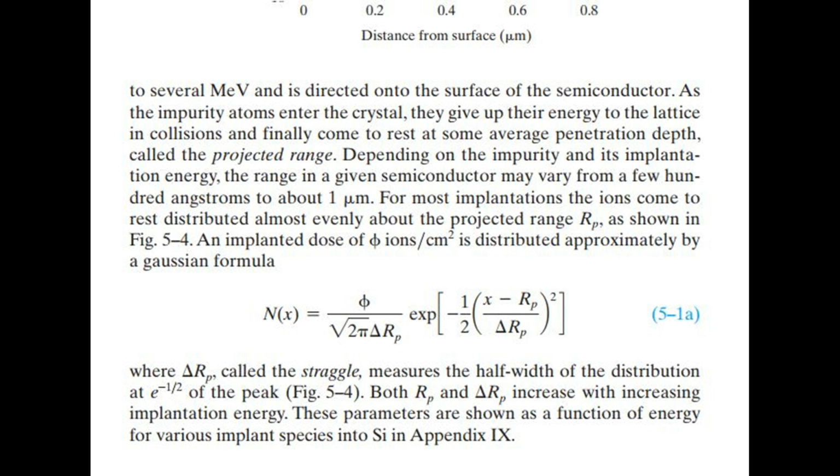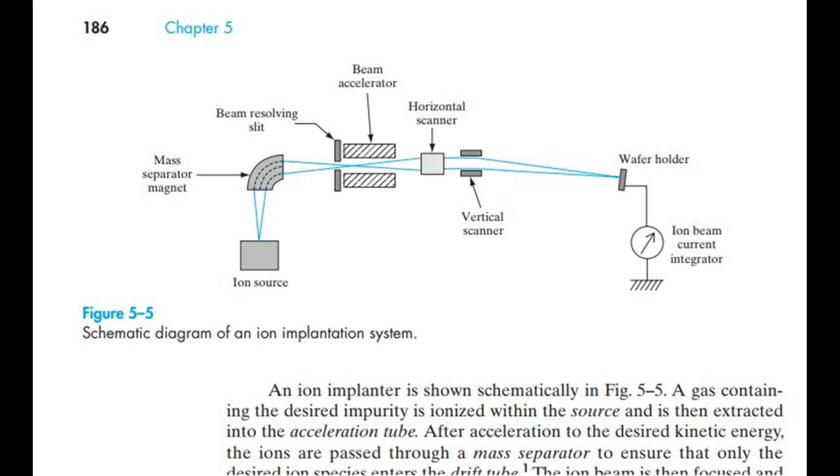For most implantations, the ions come to rest distributed almost evenly about the projected range Rp, as shown in Fig. 5.4. An implanted dose of N ions per cm2 is distributed approximately by a Gaussian formula, where ΔRp, called the straggle, measures the half-width of the distribution at 1/√e of the peak, Fig. 5.4. Both Rp and ΔRp increase with increasing implantation energy. These parameters are shown as a function of energy for various implant species into silicon in Appendix 9.